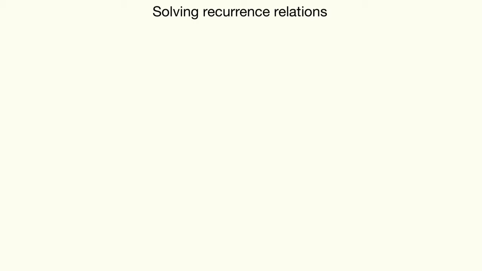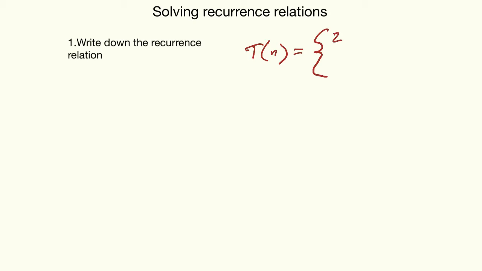There is a 5-step process that we use, and you always do it the same way to approach these problems. First, we write down the recurrence relation. We've already done that. So we've got our T of n equals 2, or 2 plus T of n minus 1. So that's step 1.